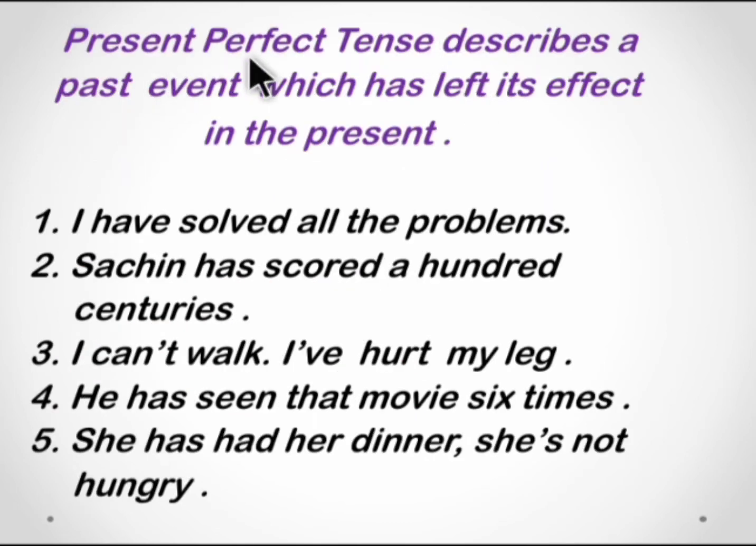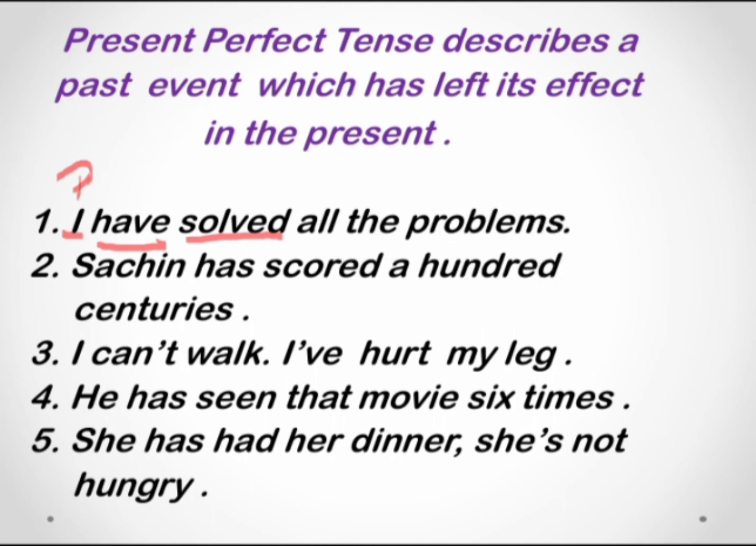Next, present perfect tense describes a past event which has left its effect in the present. So the past action is completed in the past, but the effect still remains. So at that time we use this present perfect tense. I have solved all the problems. Since I is a plural subject, we use have. Now solved is the past participle.